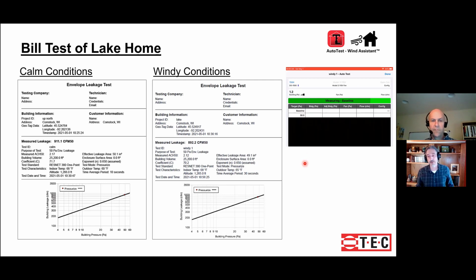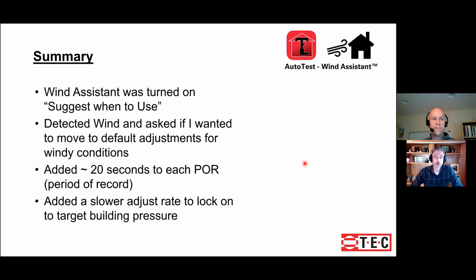So it extended my test a little bit, but I got very good results, as you can see. Next. So, in summary, the Wind Assistant turned on. I had it in the suggest when to use mode, and it did recognize that and asked me if I wanted to move over to those longer settings, which I accepted.